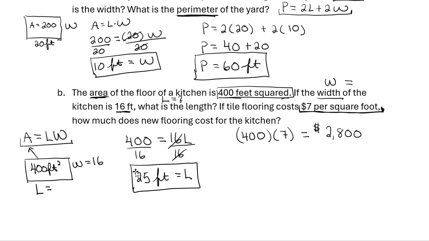Now, if you forgot that, that's okay, right? Because once you got your length, which was 25, you just go ahead and substitute those into the area equation and get 400. It's also how you would check your answer. So, all right, great job.